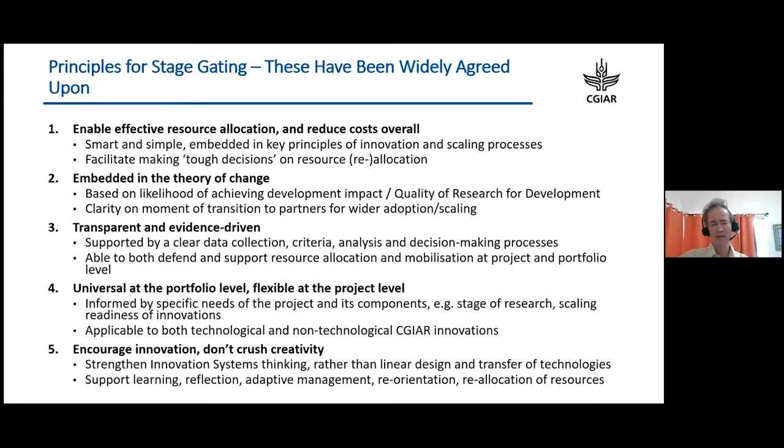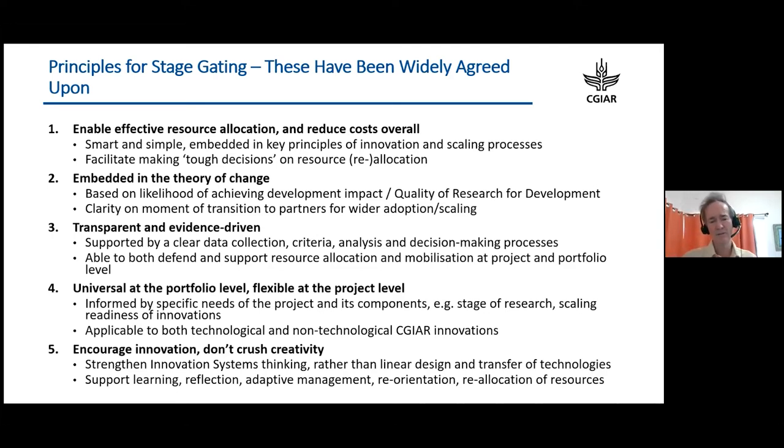Universal at the portfolio level, but to be flexible at the project level. So informed by specific needs of the project and its components, for example, the stage of research, the scaling readiness of innovations, that it's applicable to both technological and non-technological CGIAR innovations. And then we want to also make sure that we don't crush creativity, that the stage gating does still help to encourage innovation. So we want to support learning, reflection, adaptive management, reorientation, reallocation of resources.